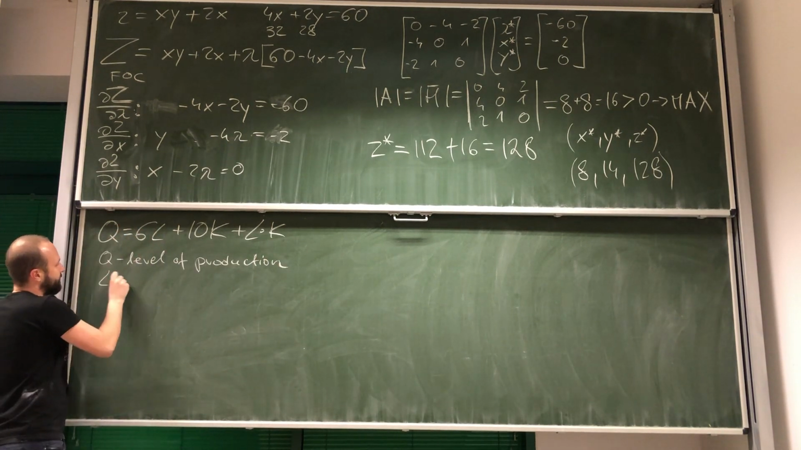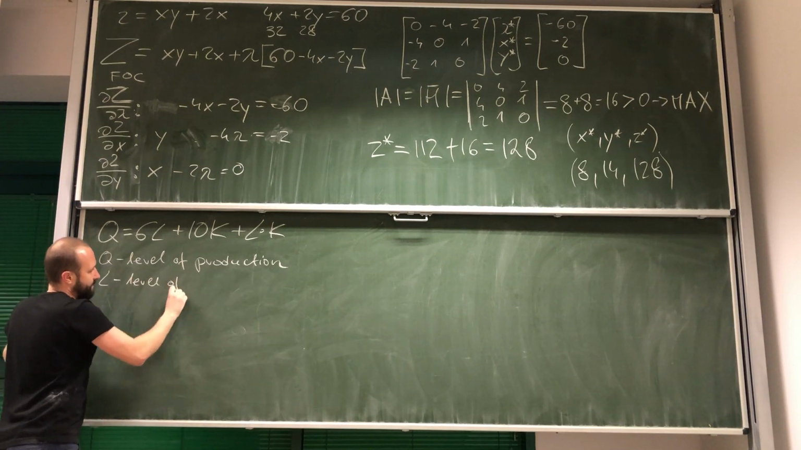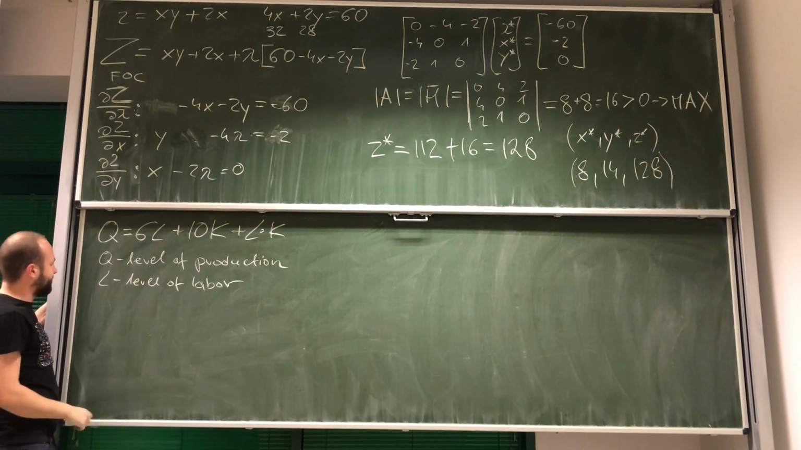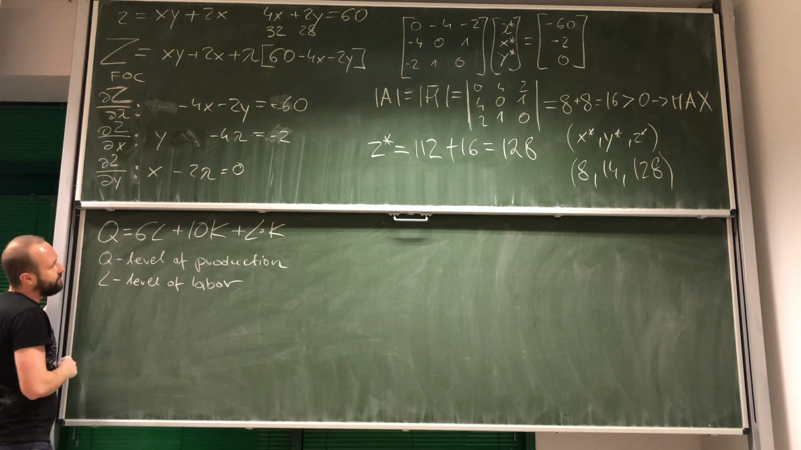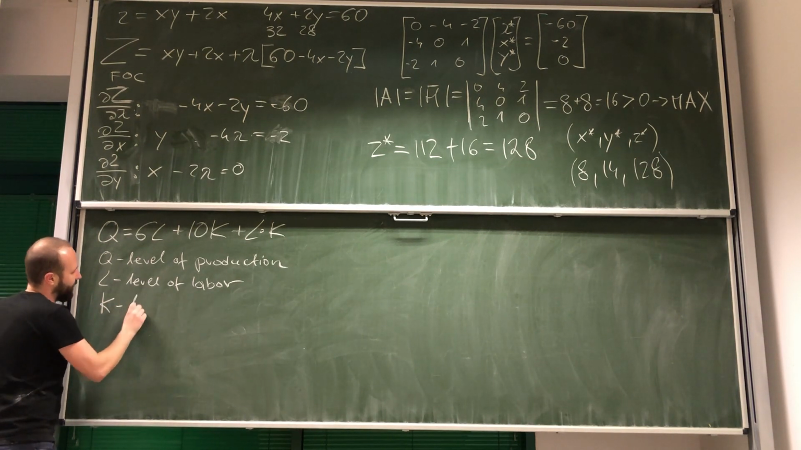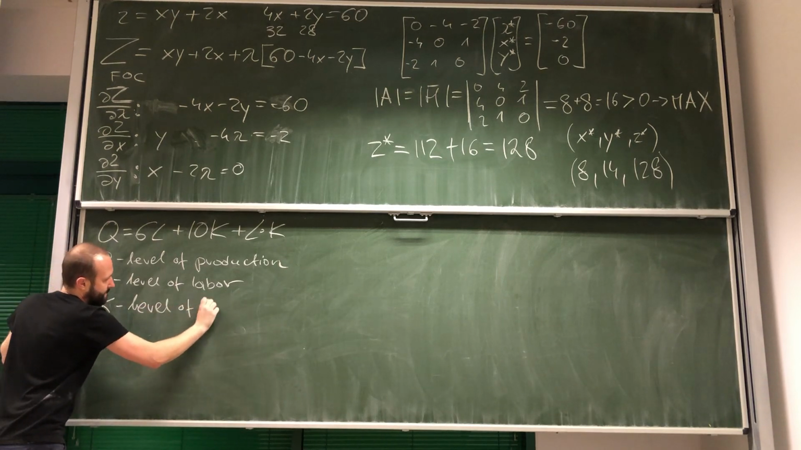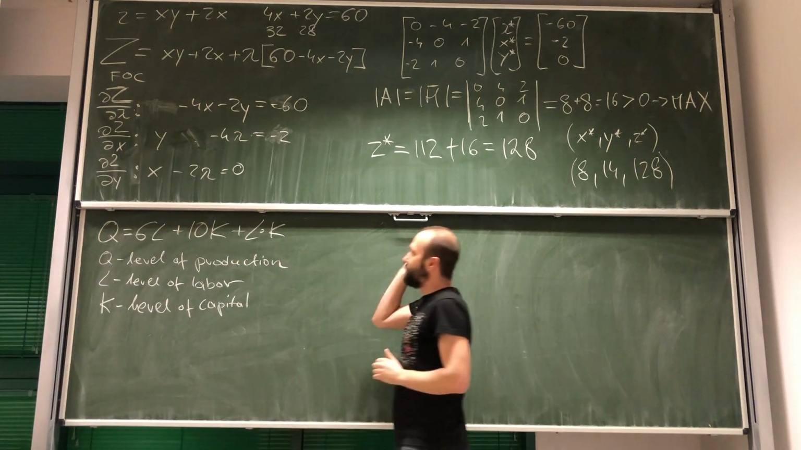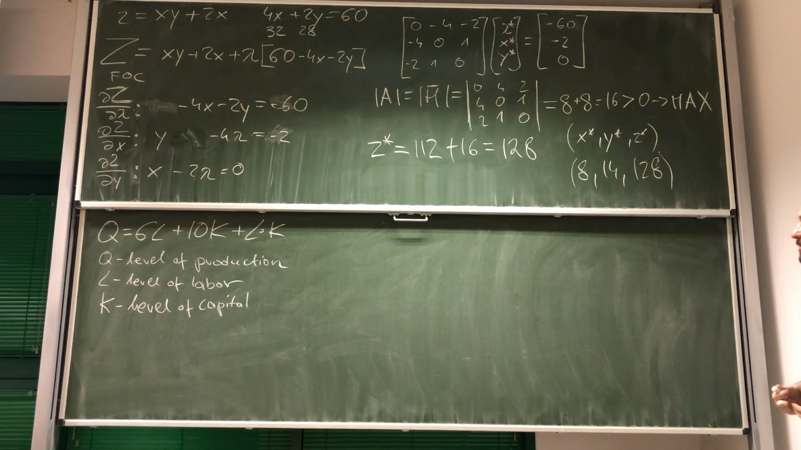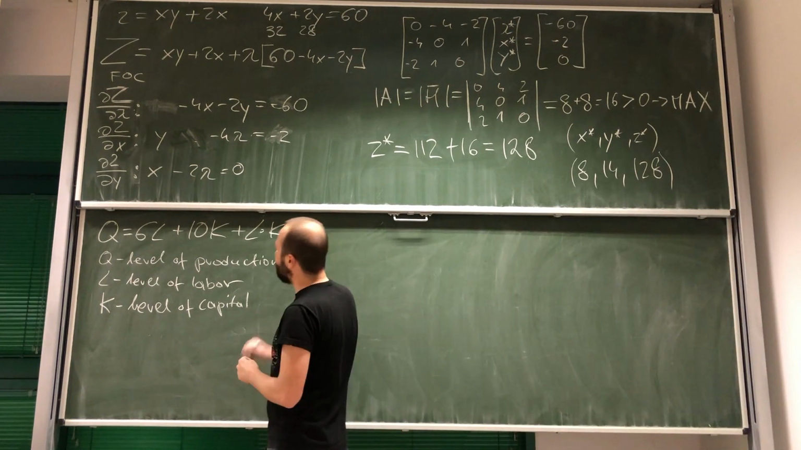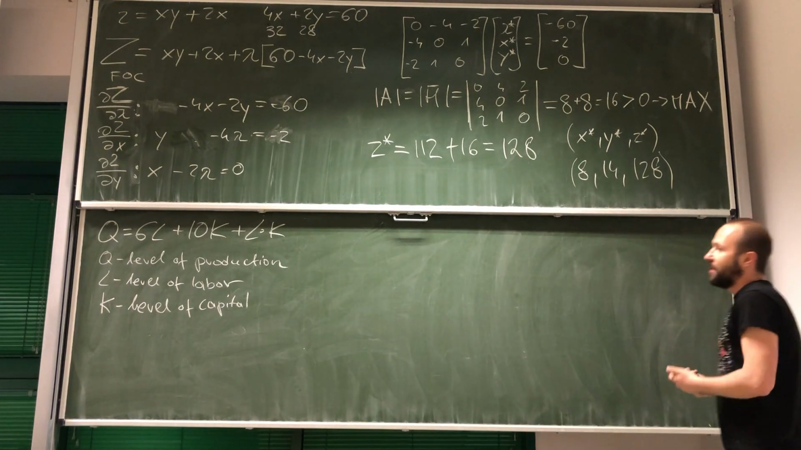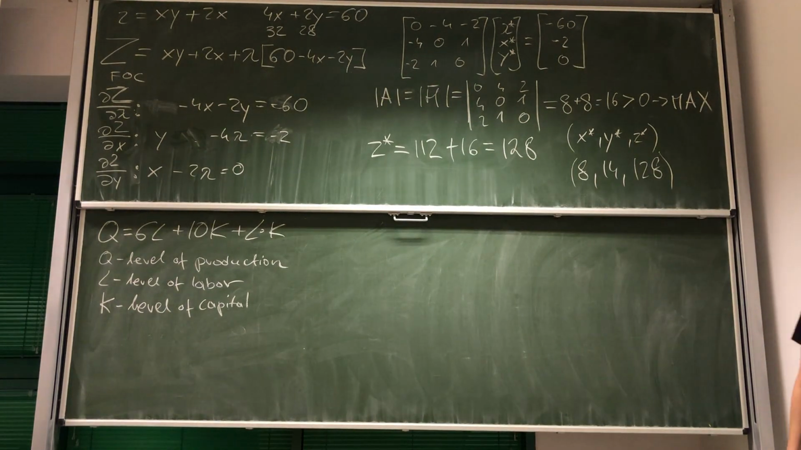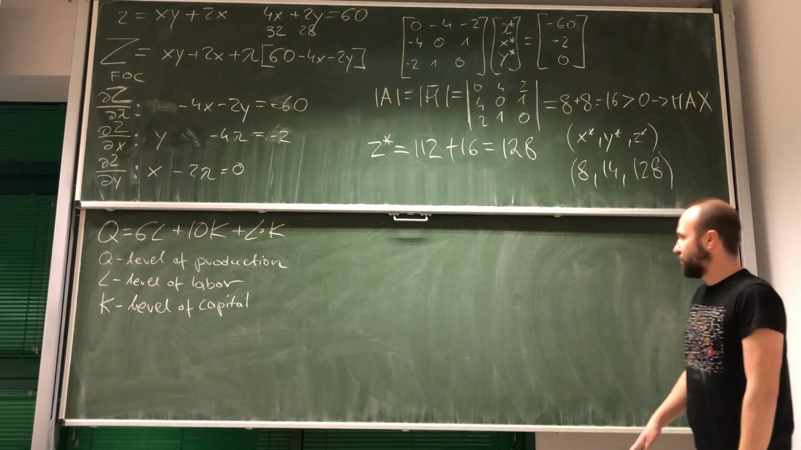Now, L is the level of labor. So how many workers, let's just say for simplicity, how many workers have we got? And K is the level of capital. Okay, so now, basically, depending on how much labor, so workers, and capital the company is going to use in its production process, the company is going to achieve a different level of production. And now imagine that we have some additional information.